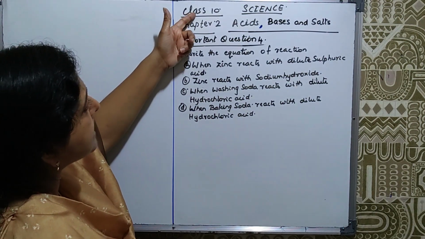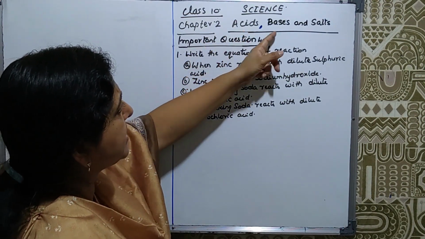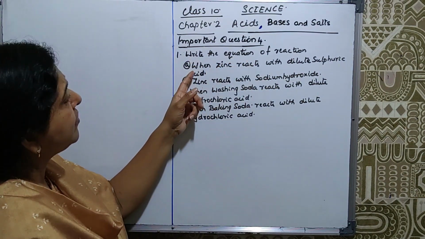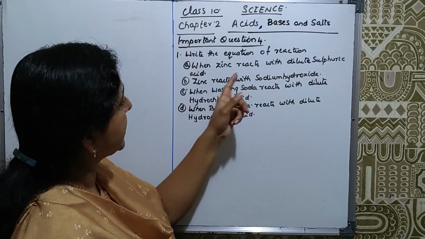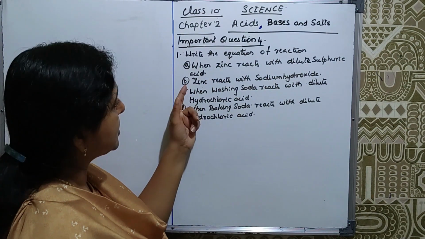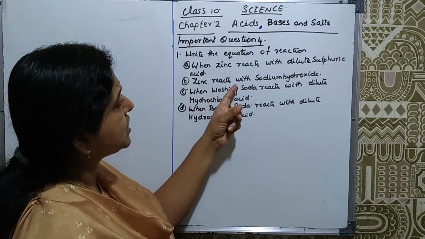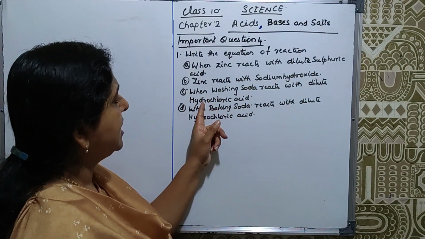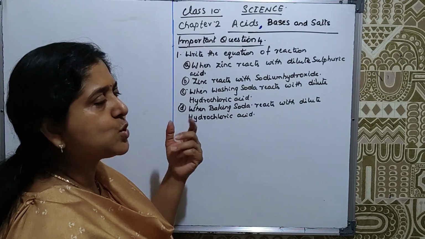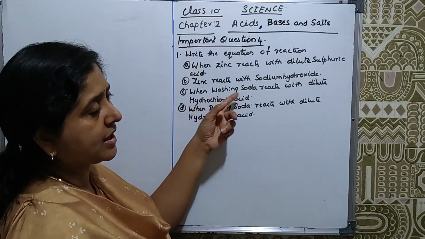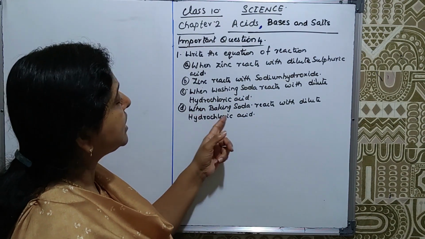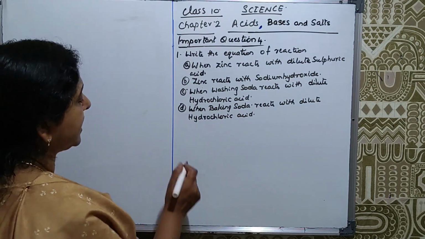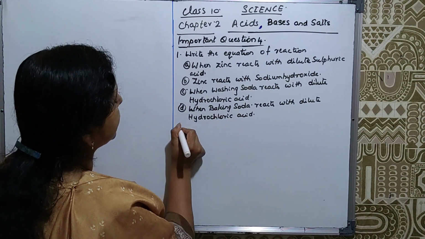Hello children, we are doing class 10 science, chapter 2, acids, bases and salts. Again, write the equation of the reaction when zinc reacts with dilute sulfuric acid. Again, zinc reacts with sodium hydroxide. Then C, when washing soda reacts with dilute hydrochloric acid. Actually, it is sodium carbonate only, but indirectly they can ask you. Or when baking soda, that is sodium hydrogen carbonate only, reacts with dilute hydrochloric acid. We are writing only the equations of the reaction.